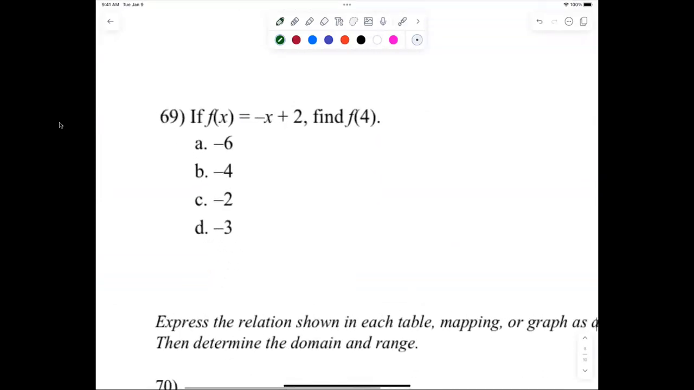How do I do 69? What do I do? Come on, someone. Evan, what am I doing? What do I do with this 4 right here? Yeah, you put it in 4x. So I want everybody to put f of 4 equals. So what's my answer? That's correct.